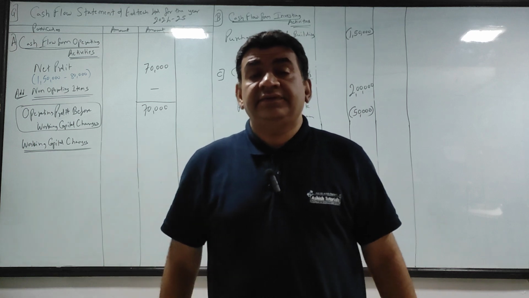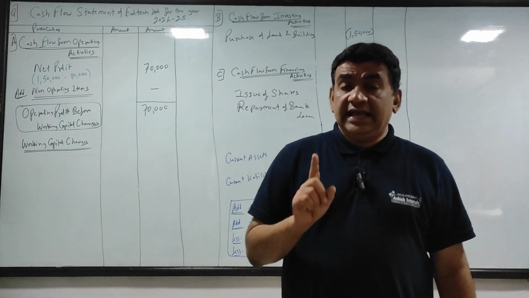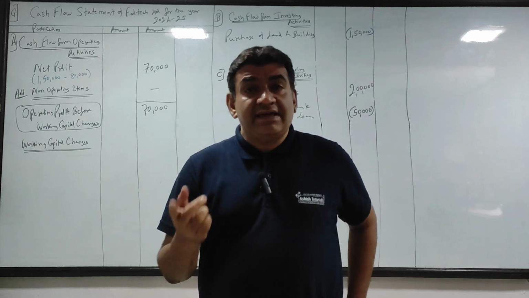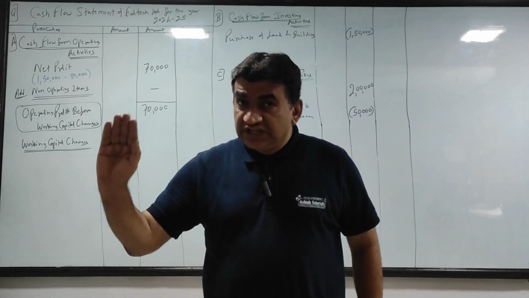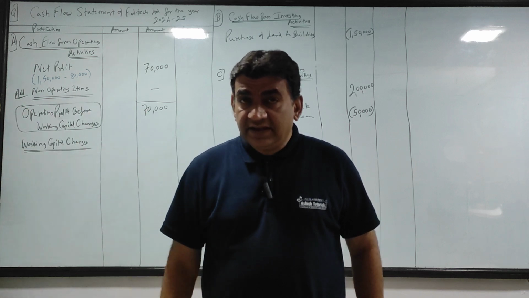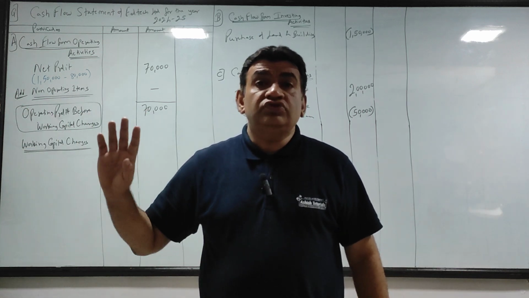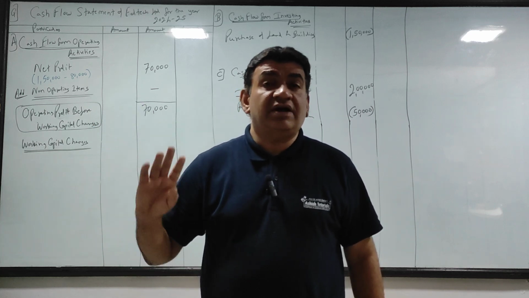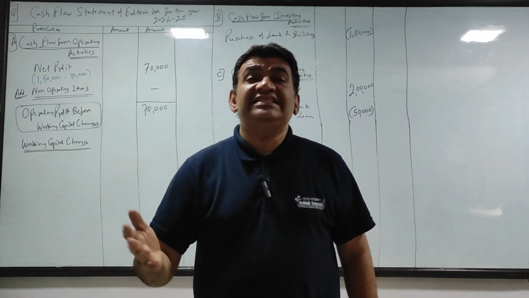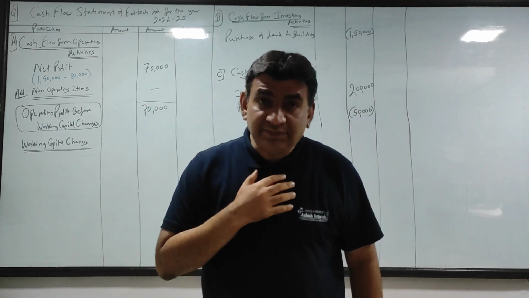What is liability? Anything which is payable is a liability. As compared to last year, I have to pay 30,000 more. Where earlier I had to pay 50, now I have to pay 80, and I haven't paid yet, so that much cash payment has not happened. So there is a saving in cash. So my cash, I am using that money.